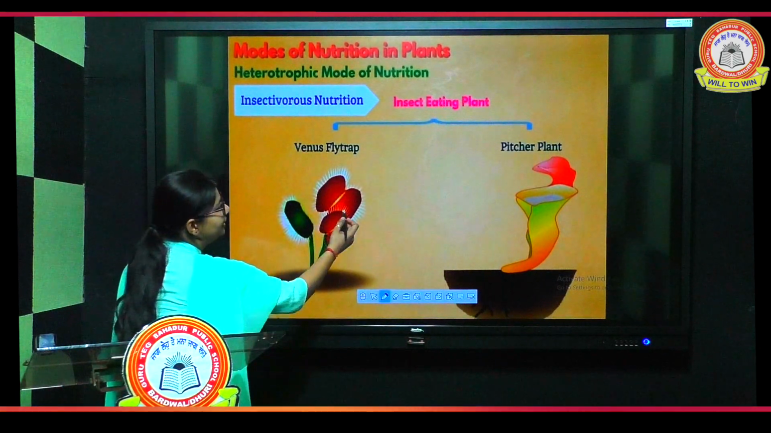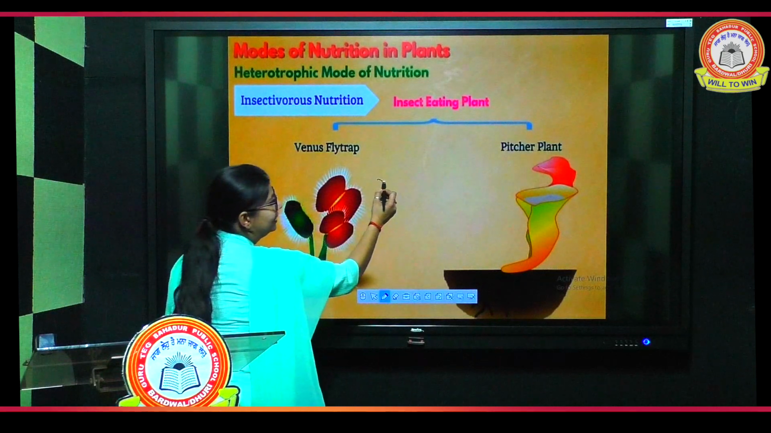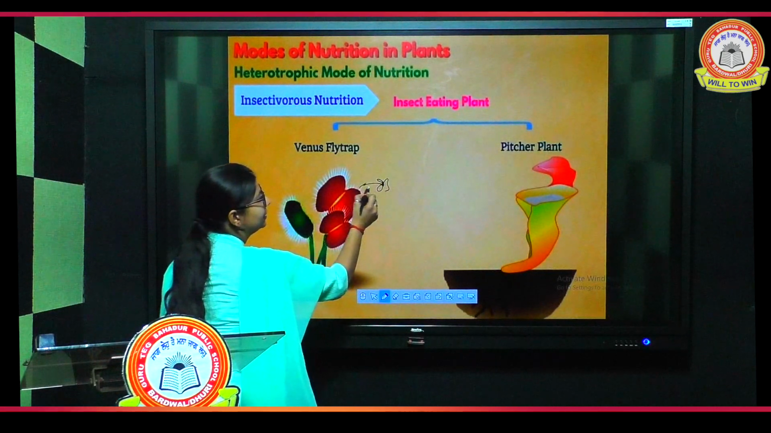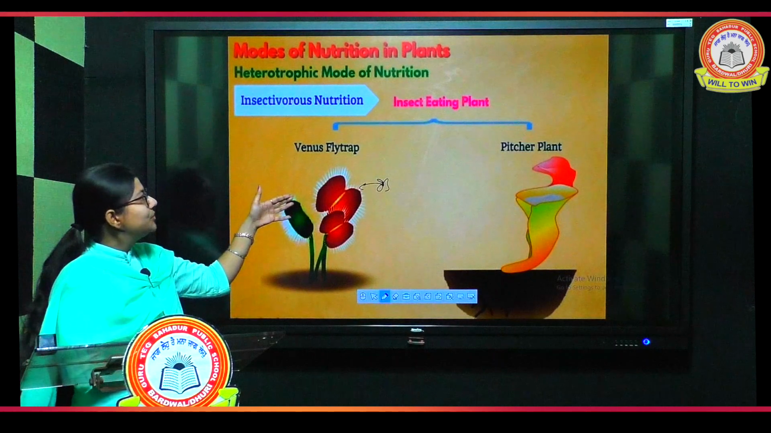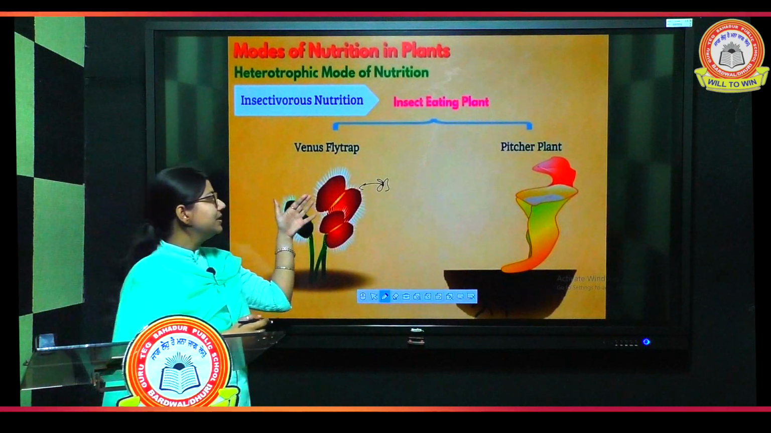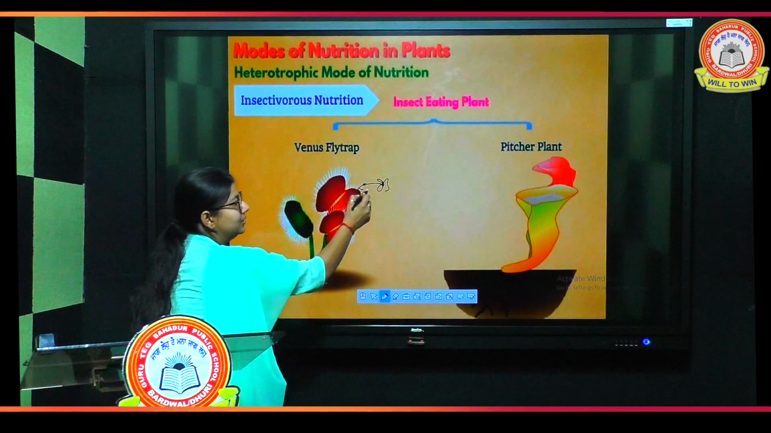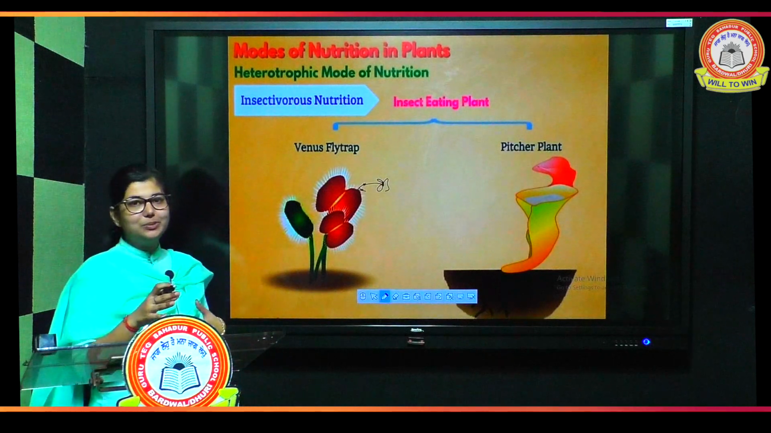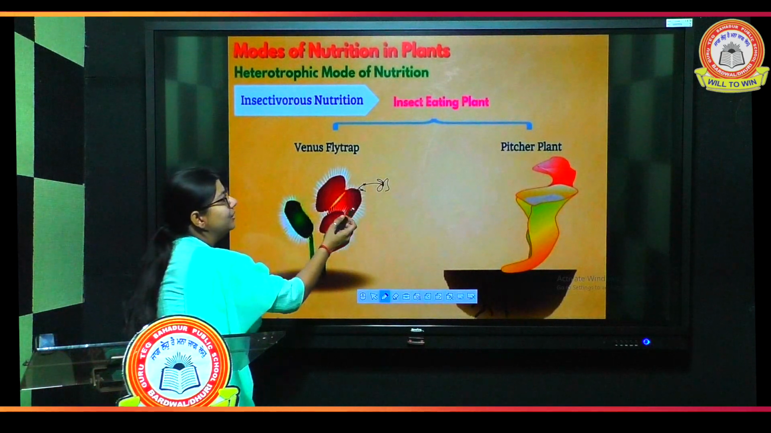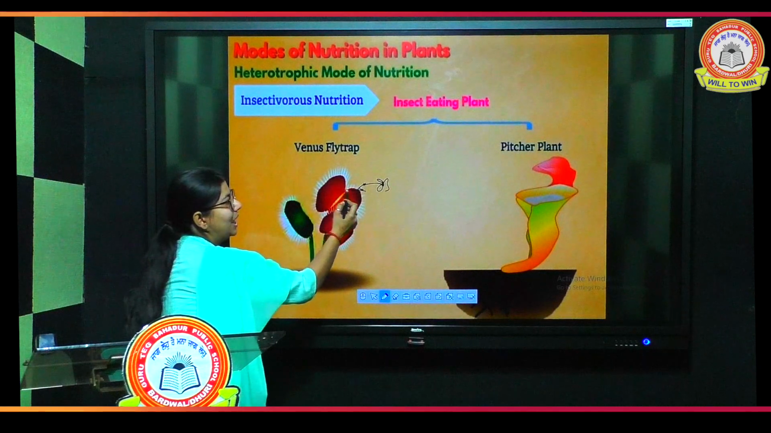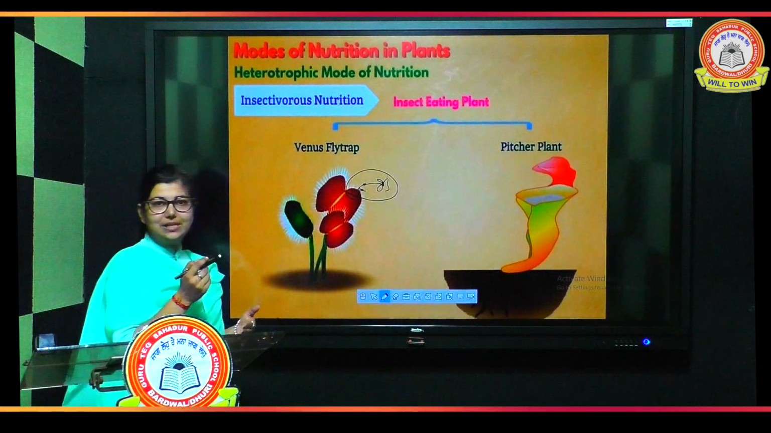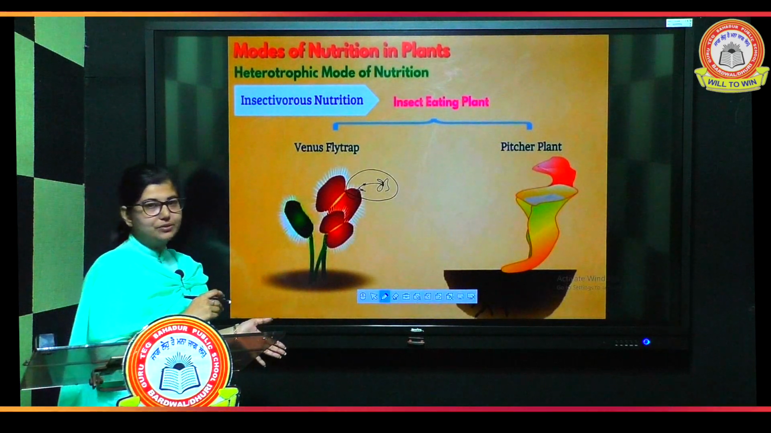So what does this Venus flytrap do? Whenever any insect comes near this Venus flytrap, what does it do? It will attract this insect by its luring smell, and when the insect comes here, this Venus flytrap will trap this insect and digest it for obtaining its nutrition. Fine.